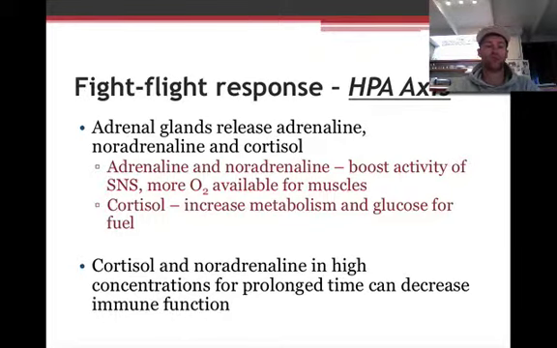Basically what you need to know here is that adrenaline increases your oxygen availability for muscles and cortisol increases your metabolism and glucose for fuel. Both of these things are just different ways of burning energy. The PE students should know this.